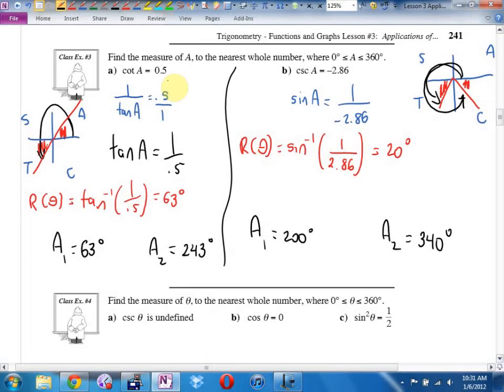Example four. Cassandra, can you read 4A to me, please?